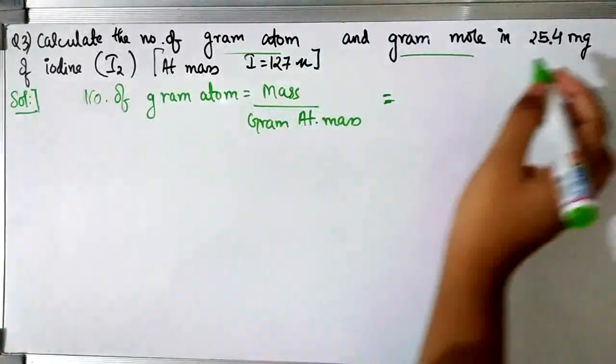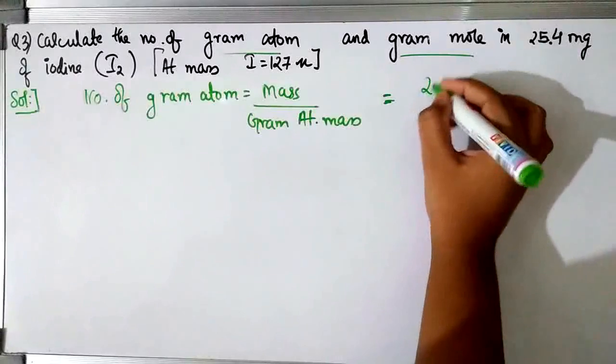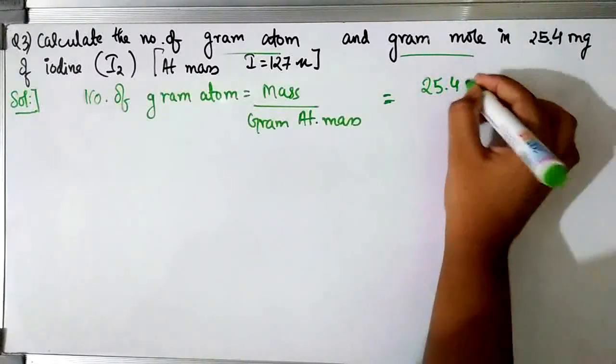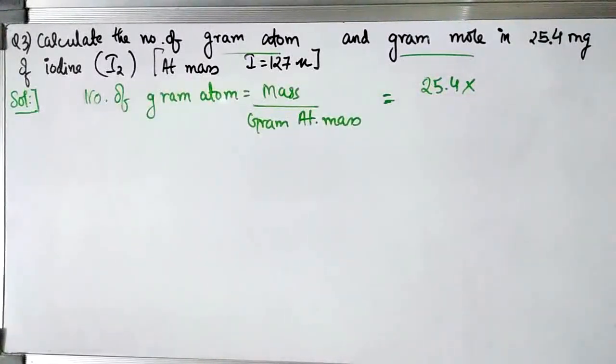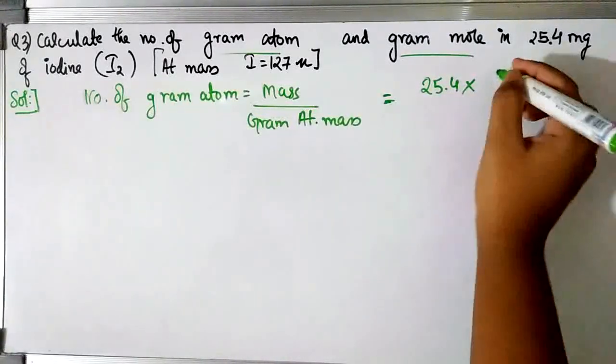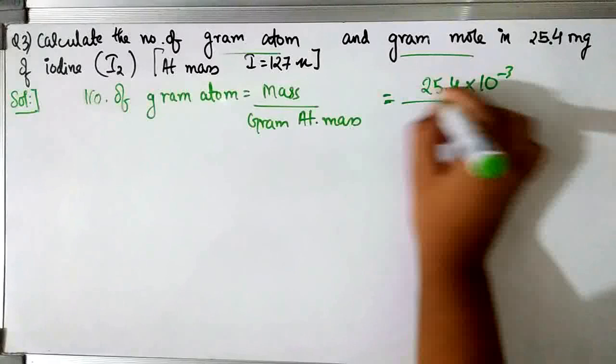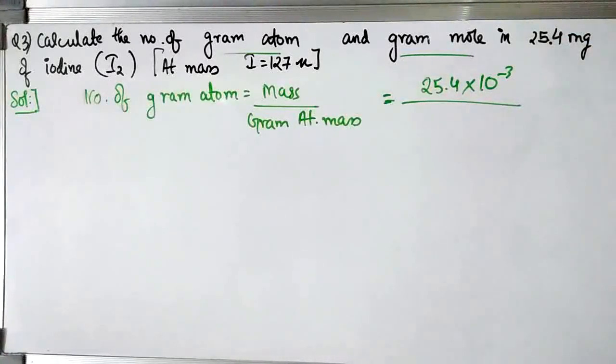So the given mass is 25.4 milligrams. Now 25.4 milligrams, if we want to convert into grams, we have to multiply it with 10 to the power minus 3. I've explained this in my previous questions also. When it is given in milligrams, always multiply it with 10 to the power minus 3. If they have given you micrograms, multiply it with 10 to the power minus 6.